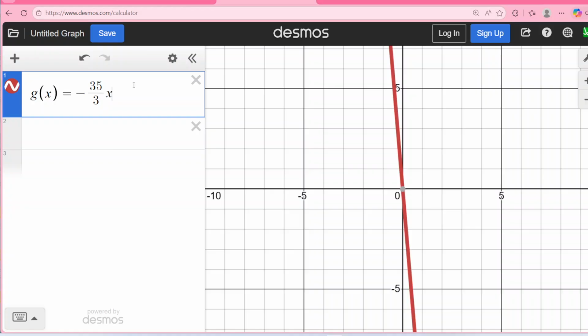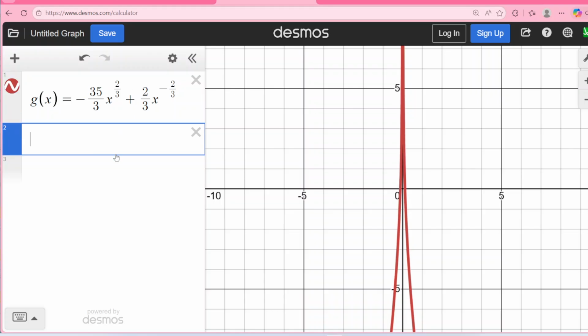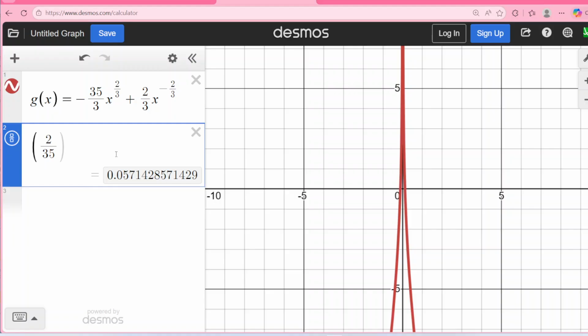35 thirds times x to the 2/3 power, then plus 2/3 times x to the negative 2/3 power. Okay, so this was our derivative function. And remember I said I want to see what this value is, this 2/35 to the 3/4 power. So yeah, this is a little bit bigger than 0.1.